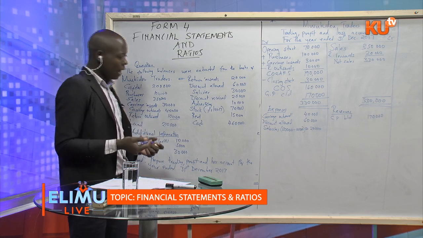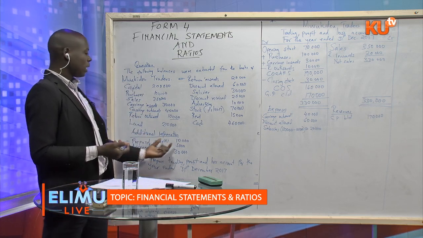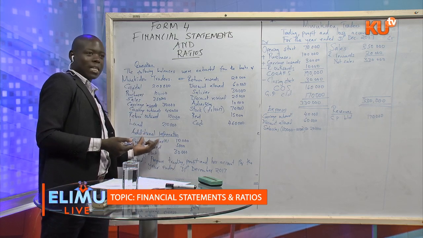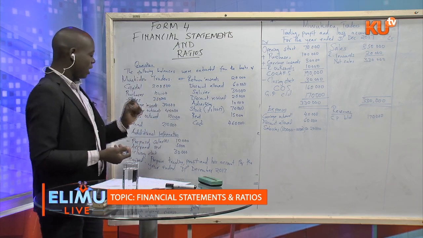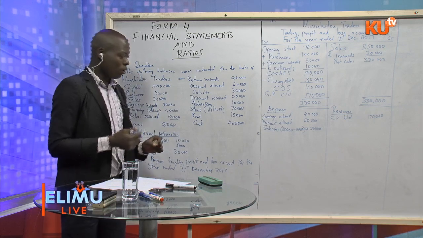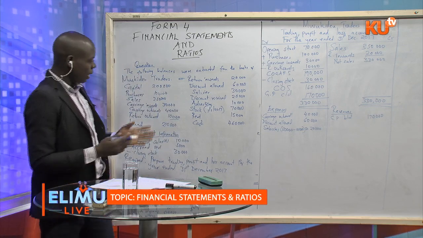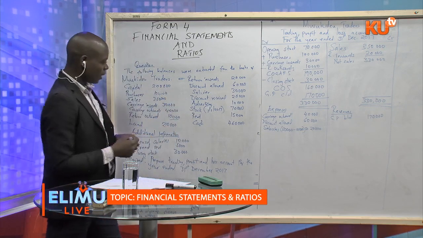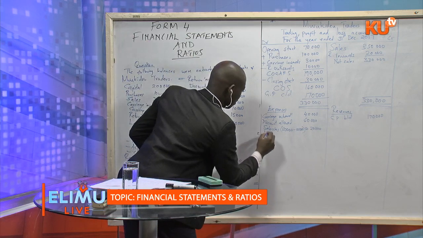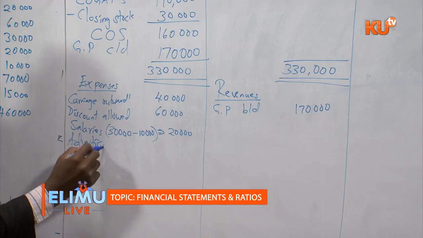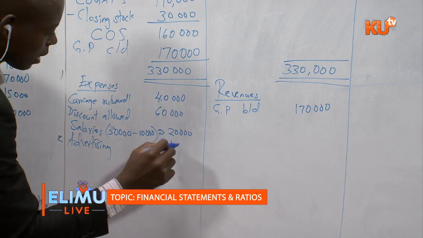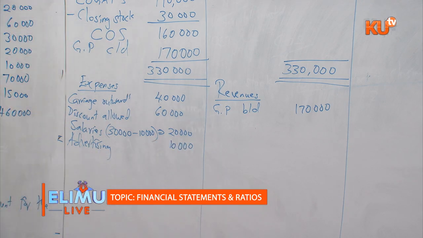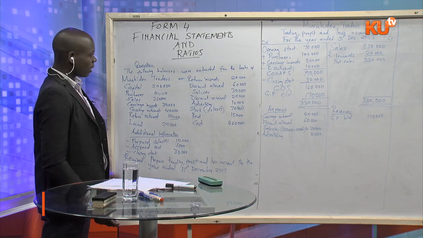Then if we had been asked to prepare a balance sheet, we will transfer prepaid salaries to the balance sheet as a current asset, meaning it will be debited on the balance sheet. I hope that is clear. Let's go to the next, advertising. Our advertising figure is 10,000, so we record 10,000. Stock is an asset, so we have already captured it also.